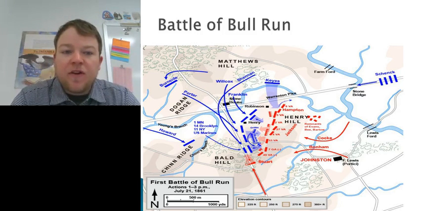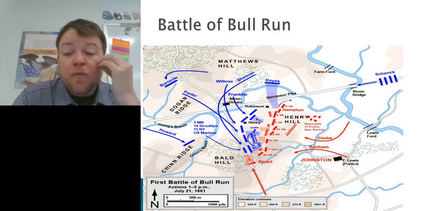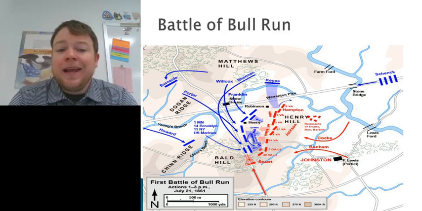And this is a quick little map of the battle. The red is going to be the Confederates. The blue is going to be the Union. And most people thought that the war was going to begin and end here. Most people, as we looked at our notes the other day, thought that the Union was going to have an easy time of this. But it was a rout. It wasn't even really close.